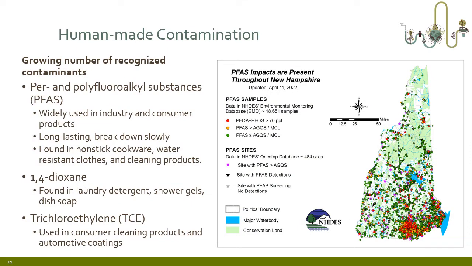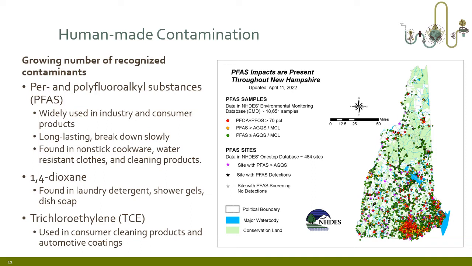There are a growing number of recognized human-made contaminants. For example, the per- and polyfluoroalkyl substances have been widely used in industry and consumer products for almost 70 years. They are incredibly persistent in the environment. These chemicals have a wide range of applications in industry and are present in a wide range of consumer products, including nonstick cookware, food packaging, water and stain-resistant fabrics and textiles, and cleaning products.